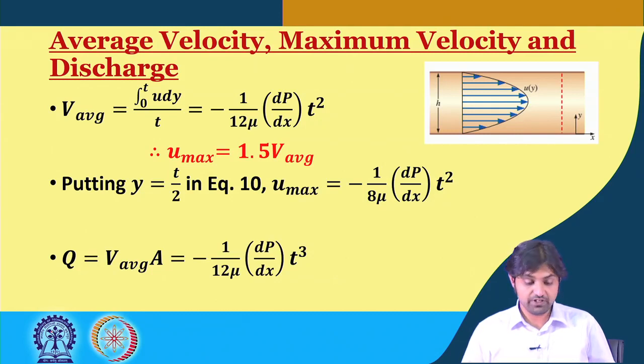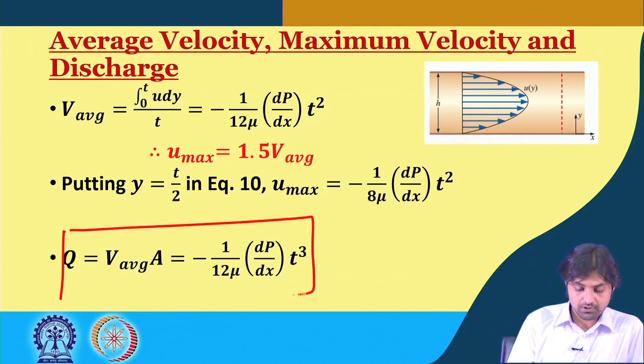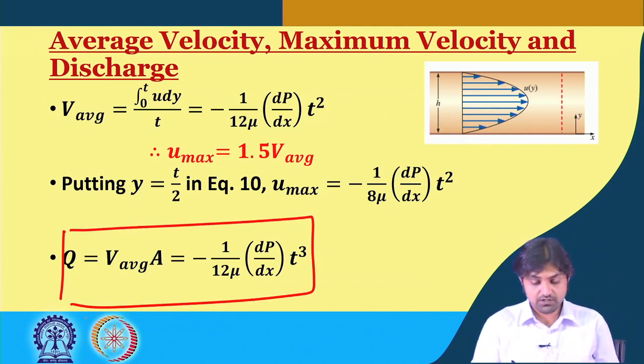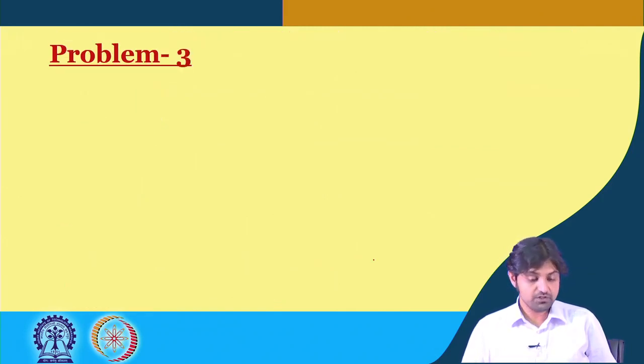So, V average we already know is 1 by 12 mu, and the area is simply t, correct, because we are considering the per unit length. So, we multiply the per unit length t, so that t square becomes t cube, okay. So, these are some of the formulas that you must remember. Now, we will solve one problem from this.